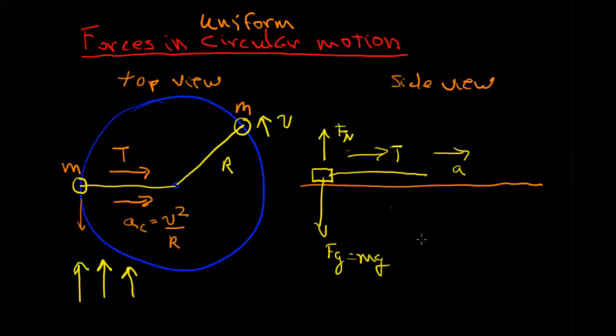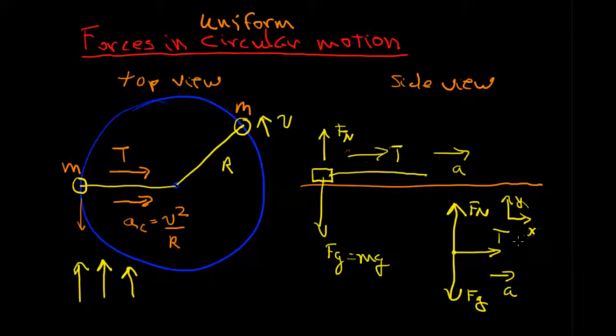I haven't quite put them all on a dot. If I was going to redraw this as a free body diagram, I would put my normal force here, I would put my tension this way, and I would put my weight this way. And then I would identify my acceleration direction, and I would identify my coordinate system. This gives me a picture of the details of what's going on.